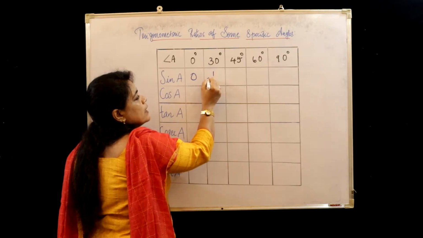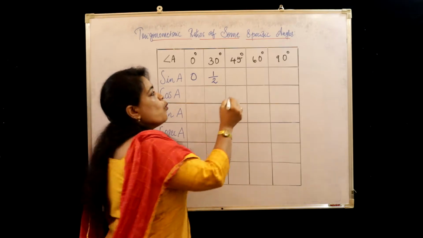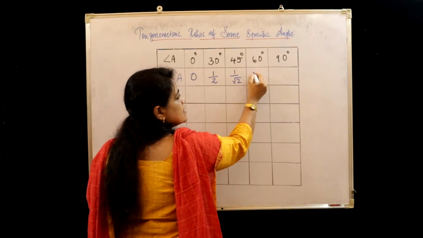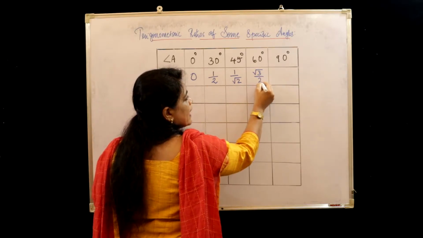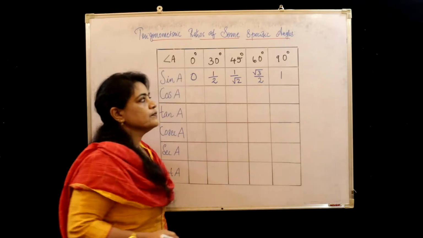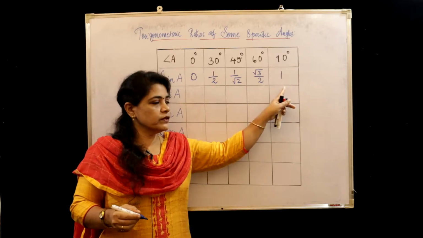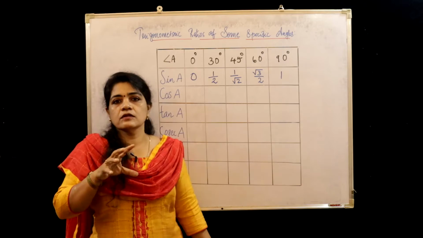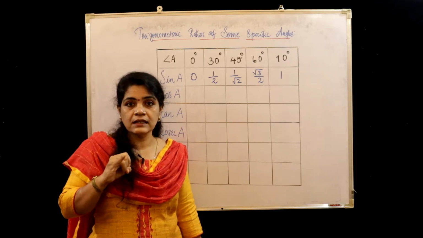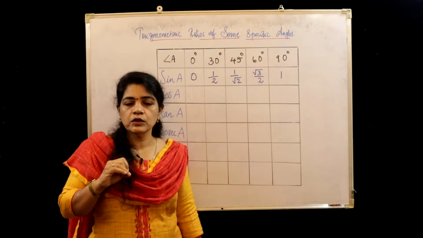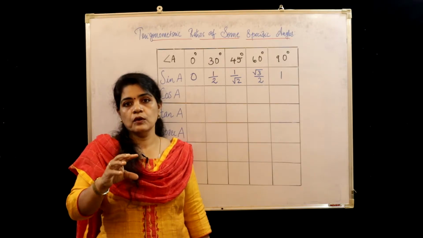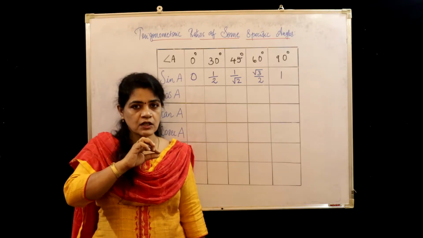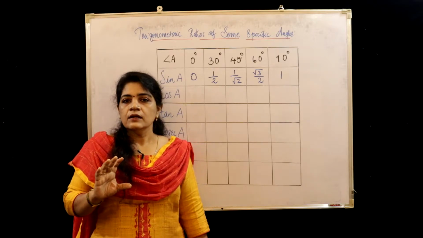Sine 30 is 1 by 2, sine 45 is 1 by root 2, sine 60 is root 3 by 2, and sine 90 is 1. I started with 0 and ended with 1 in the first row. So in between, these 3 values you just learn by heart: sine 30 is 1 by 2, sine 45 is 1 by root 2, and sine 60 is root 3 by 2. And finally it ends with the value 1, that is sine 90 is 1, starting with 0 and ending with 1. Is it clear children?